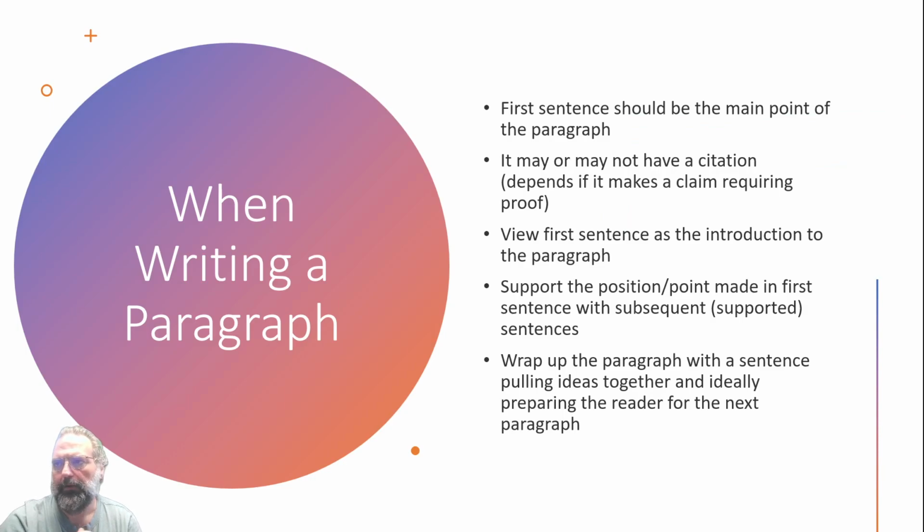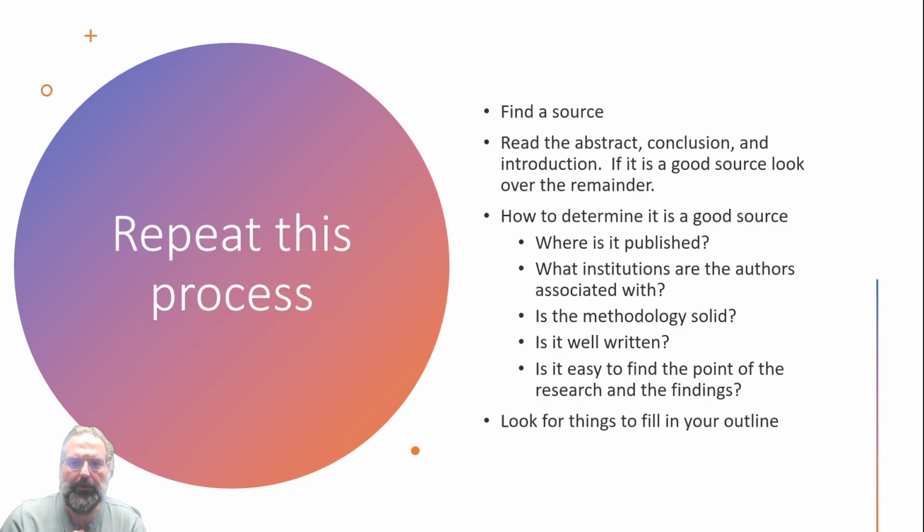So when you're writing a paragraph, the first sentence should be the main point of the paragraph. It may or may not require citation; it depends on if you're making a claim. In my case, I was, and I needed some proof to support that claim. You want to view that first sentence as an introduction to the paragraph. You want to make sure you introduce evidence that supports your claim, and then you wrap up that paragraph and prepare the reader for the next paragraph so that it flows smoothly. You can think of it like crochet or something. You're hooking things together in a smooth way so that it naturally transitions. So you want to repeat this process.